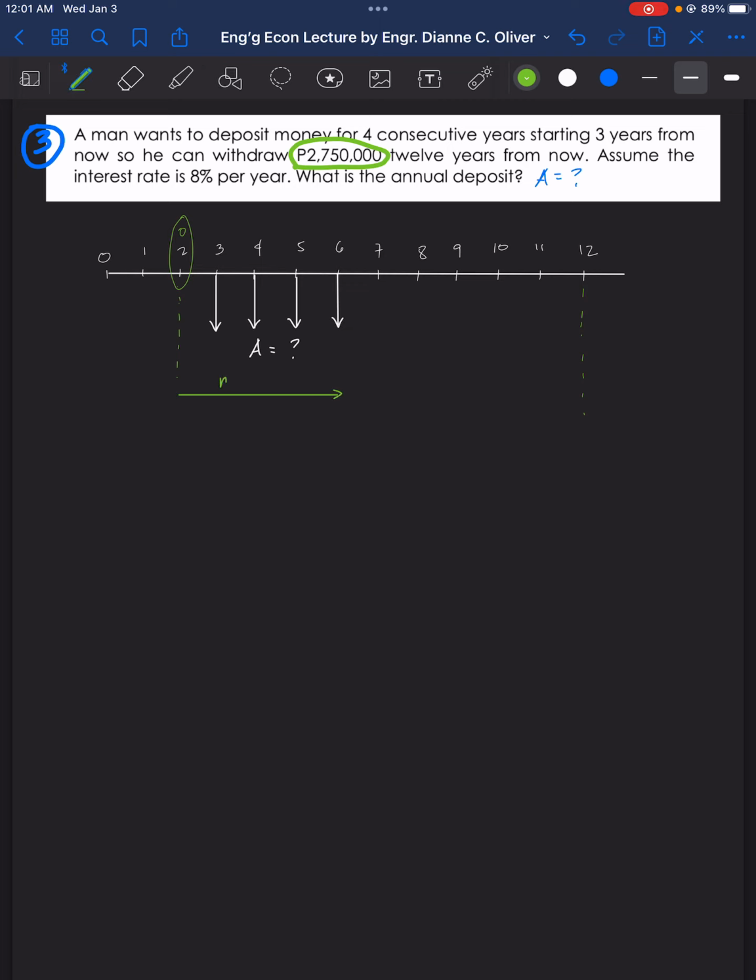So what is the number of annuity? There are 4 annuities here. And then from here, let's name this as F1. From here, we will use compound interest up to the 12th year. So this now becomes F2.